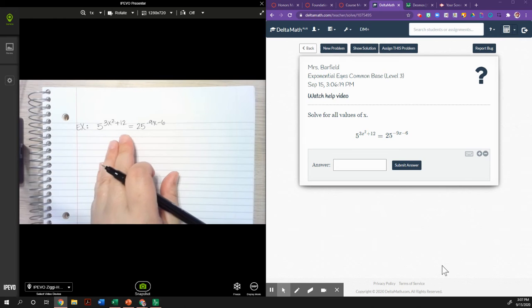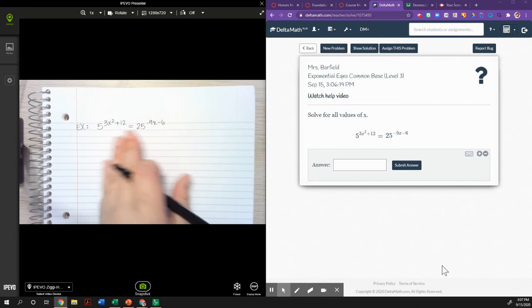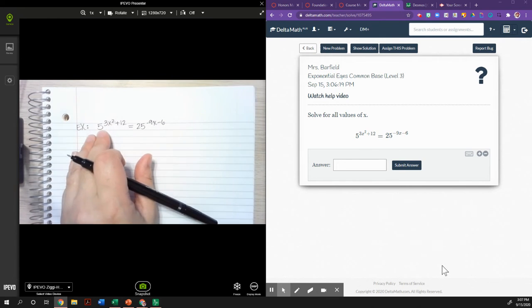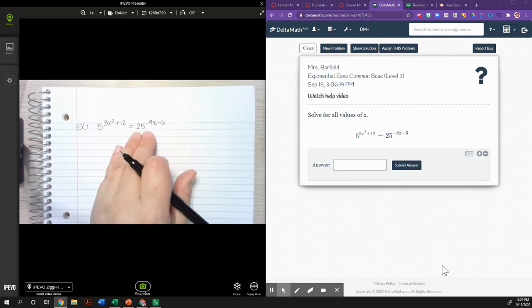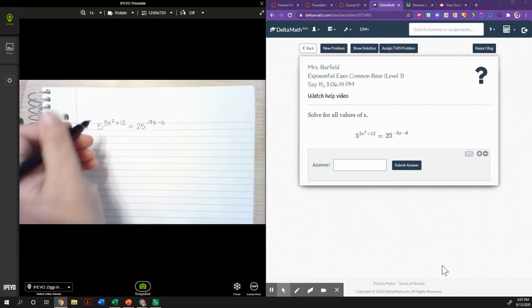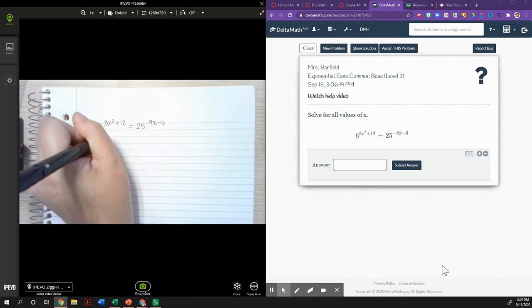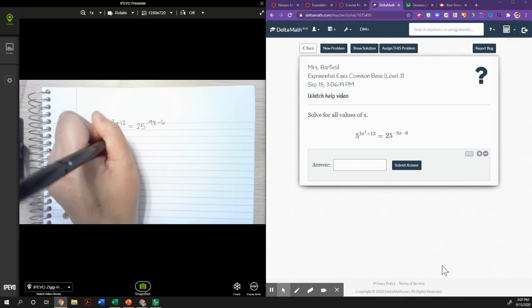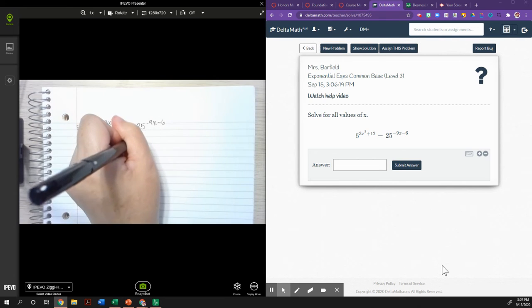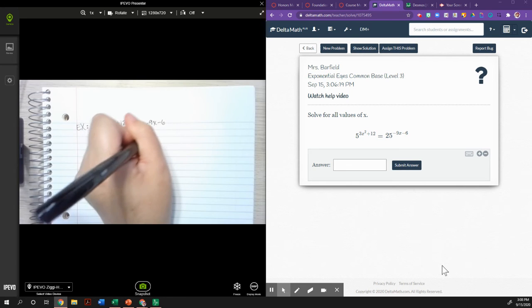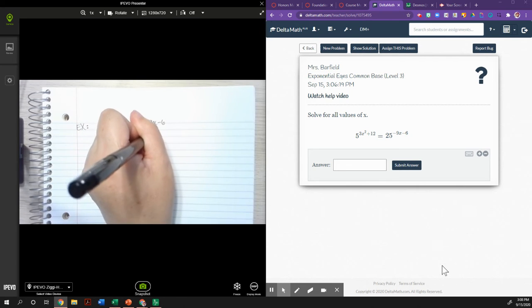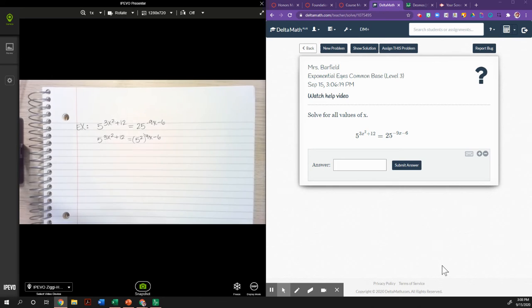So let's look at this first problem. We need these to have the same base. The first one is already 5, and 25 is 5 squared, so there's going to be no change to this one. So 3x squared plus 12 equals 5 squared, and this will be negative 9x minus 6.